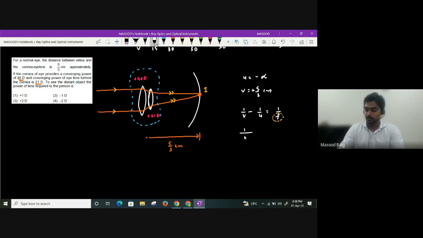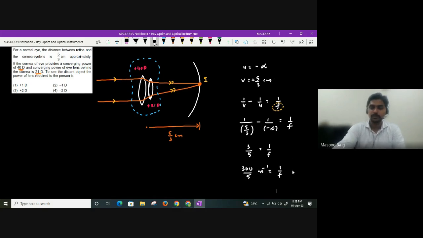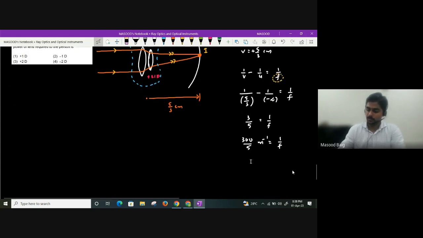So what we can write: 1/(5/3) - 1/(-infinity) should be equal to 1/F. So what will I get? 3/5. Anyhow, anything divided by infinity would be 0. This is in per centimeter. If I want to convert into meters, I get 300/5 meter inverse, equal to 1/F. What is 1/F in case of a lens? Is it power or not? So the power will be 60 diopters.